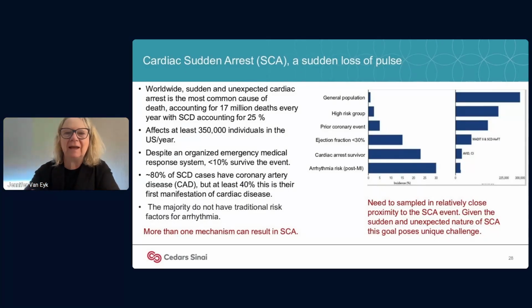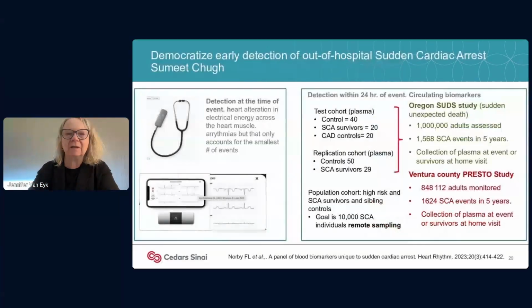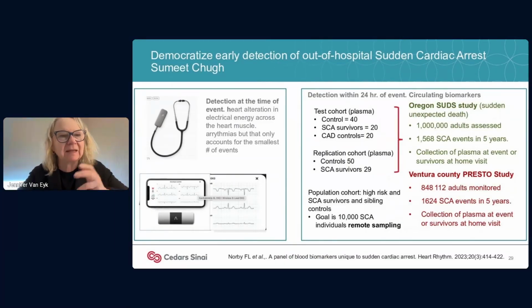But Sumit has really a remarkable set of cohorts. One's called the Oregon SUDS study, and the other one's the Ventura PRESTO study, where they have been tracking, using first responders to collect blood samples, not blood, plasma samples, at the time of the cardiac arrest. And those that survive, they go back out and collect it. So they really are monitoring these very large populations of who's having sudden cardiac death or cardiac arrest.